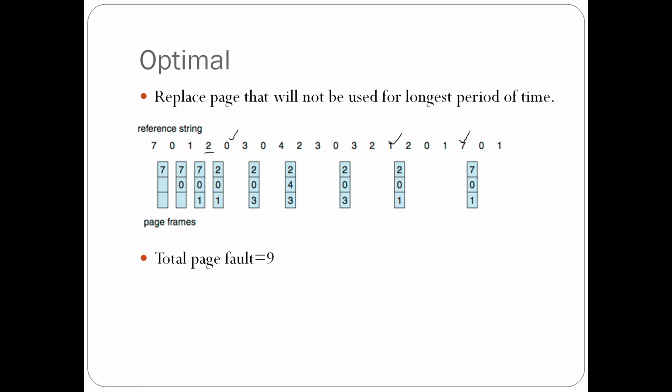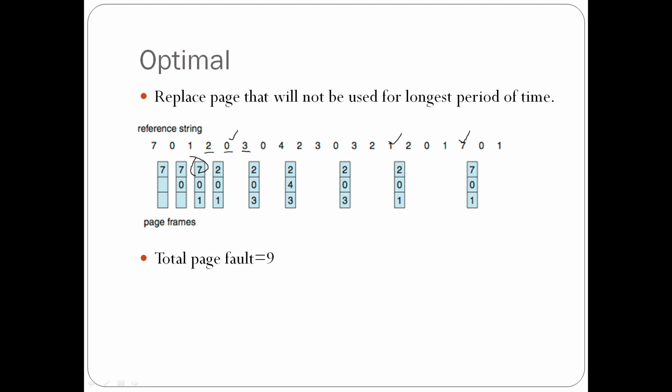7 is the one we are not using for the longest period of time. So 7 is selected out of these 3 frames. This is the victim frame here. So 7 will be selected, and 7 is replaced by 2. Next one is 0. 0 means it is a page hit, so no need to draw the diagram.